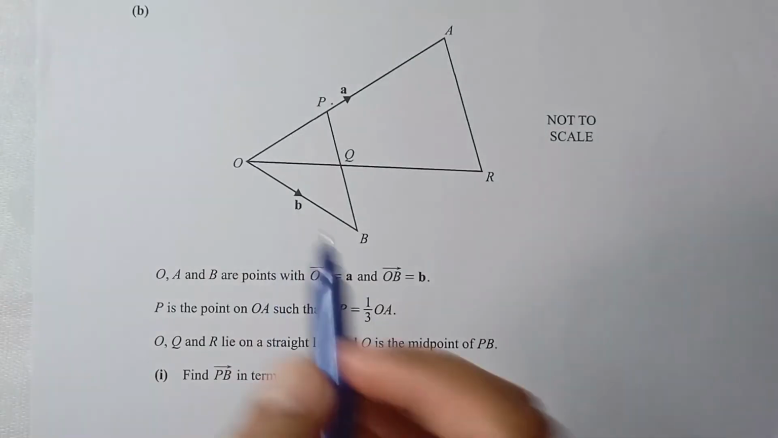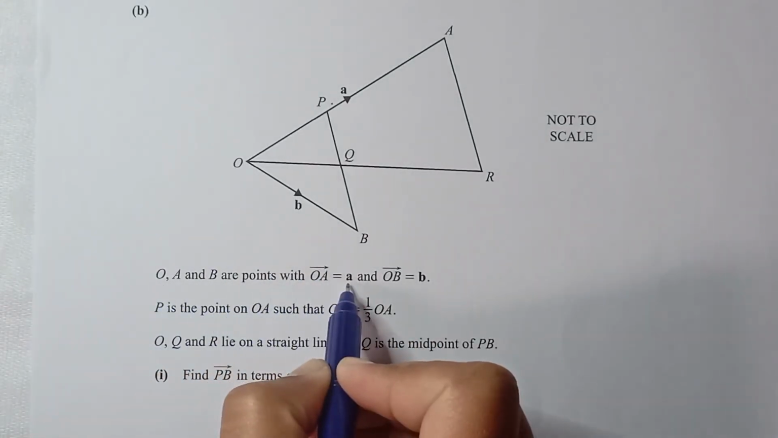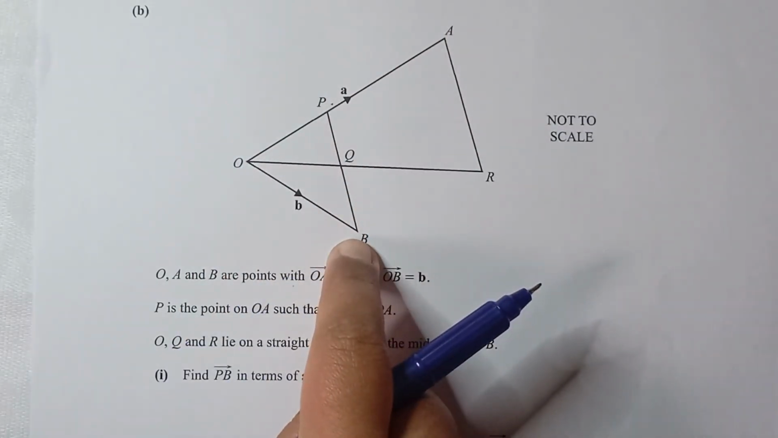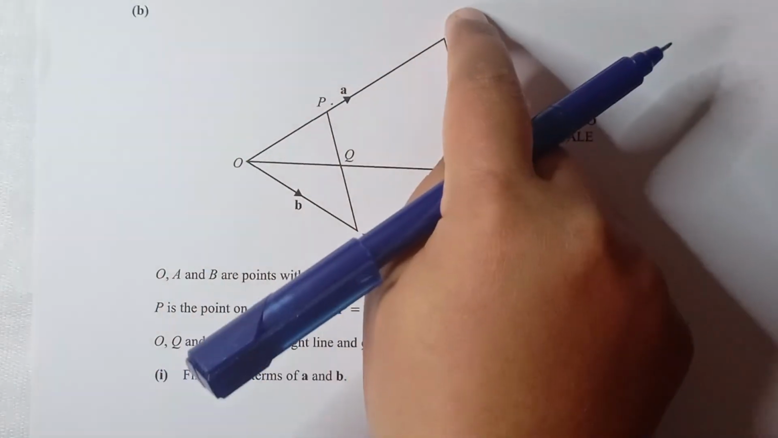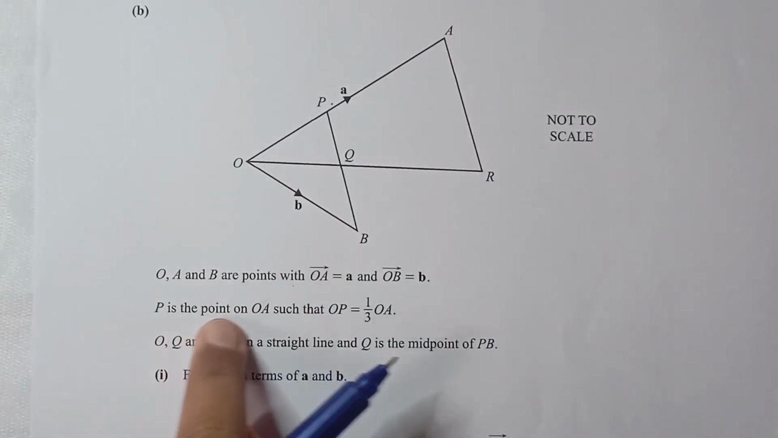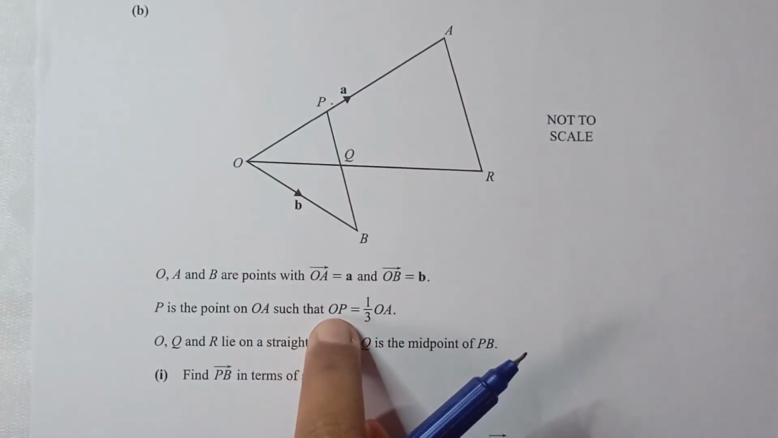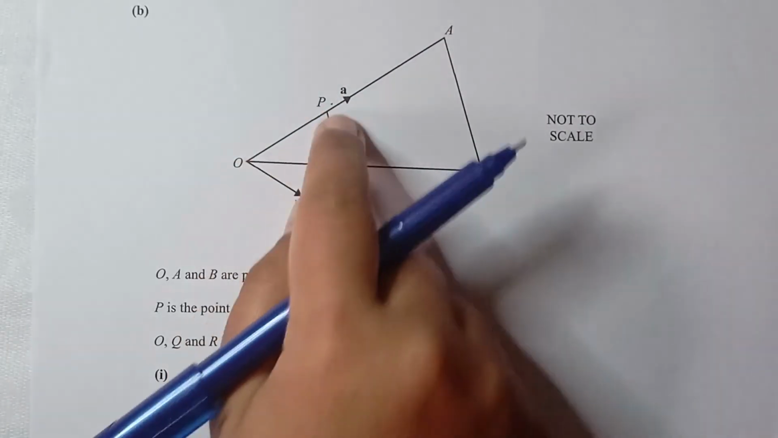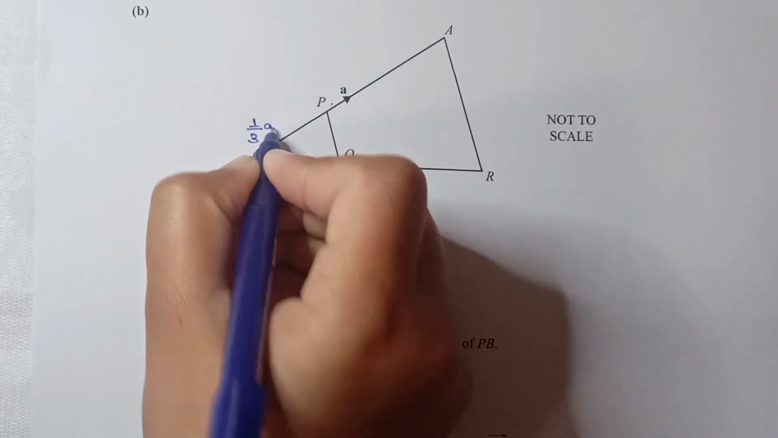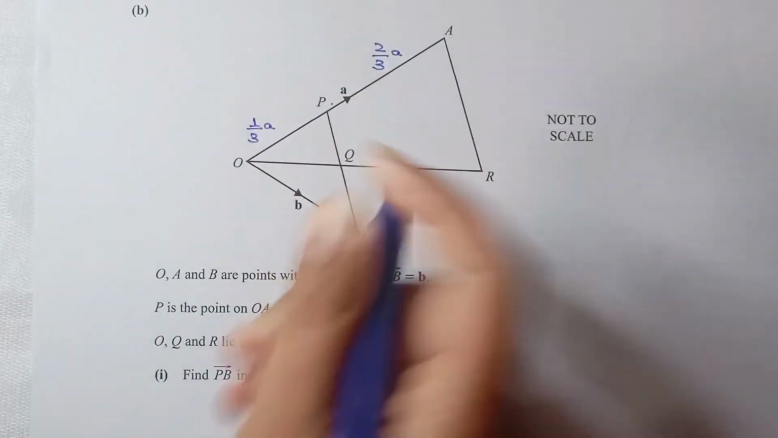Right? Part B. OA and B are the points with OA is A and OB is B. O, A and B, these are the points. O to A is a vector A and O to B is B. P is a point on OA, such that O to P is 1 by 3 of OA. OP is 1 by 3 of OA. So the remaining would be 2 by 3 of A. Right? Because total would be A.